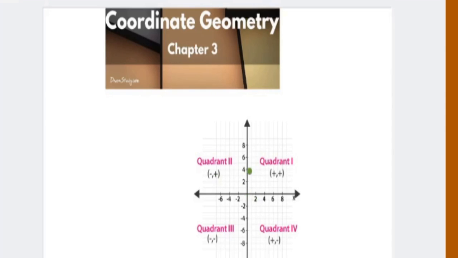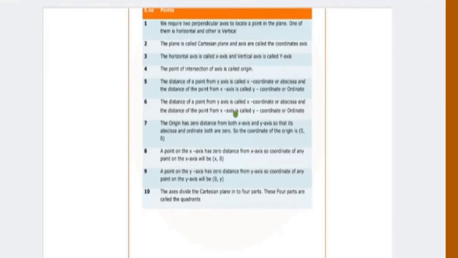And here we can see the figure. These two coordinate axes divide the plane into four parts. Each one is known as a quadrant. Here quadrant 1, quadrant 2, quadrant 3 and quadrant 4. By using these two coordinate axes, you can locate a point in a plane. So there are certain key points. We can see that point here.